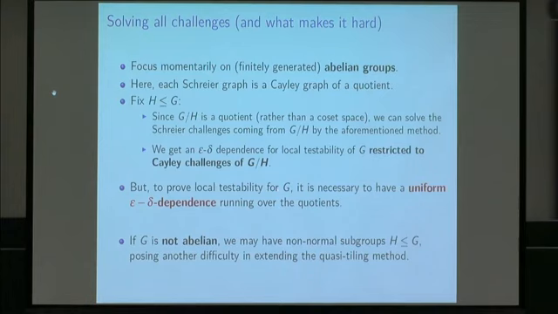Here's another difficulty: if G is not abelian, then we may have subgroups which are not normal, and then G mod H is not even a group. And then it is not immediate that we can apply the Ornstein-Weiss quasi-tiling mechanism, because it was defined for groups. So these are two separate difficulties in solving all challenges. First, we must do it uniformly. Second, if the group is not abelian, then it's possible to have coset spaces which are not groups.